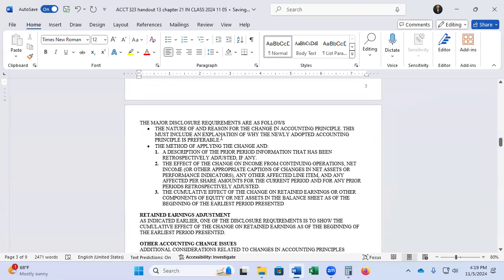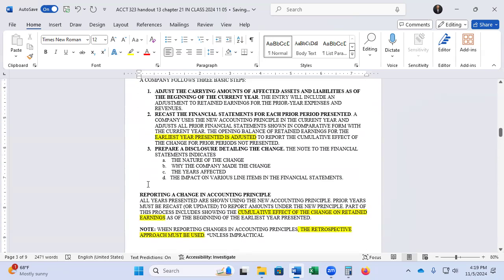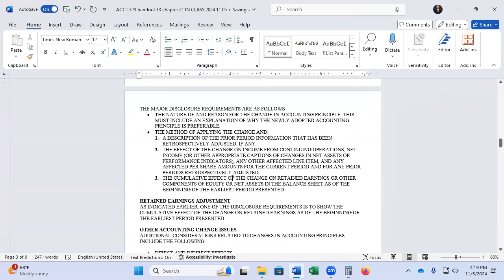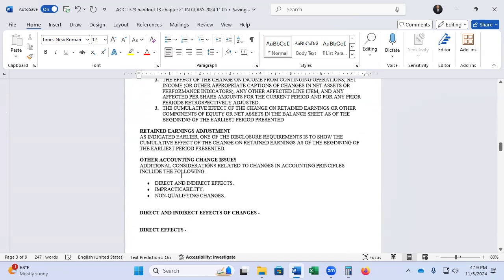Okay, these are just reiterating what's included up above here. Retained earnings adjustment, the other accounting change issues.